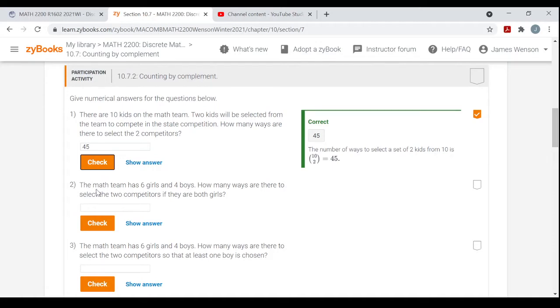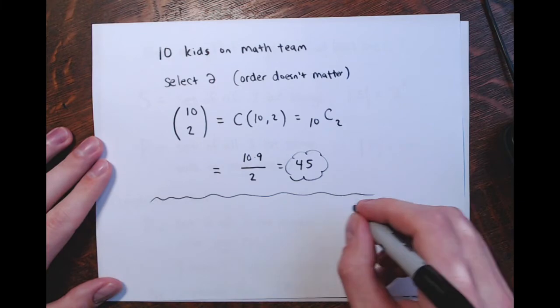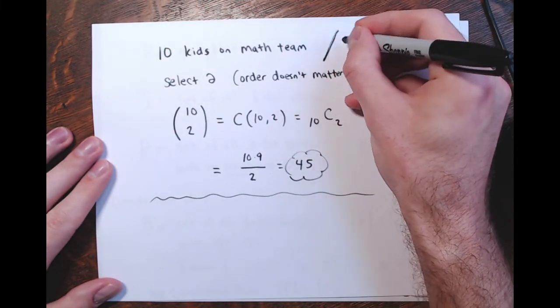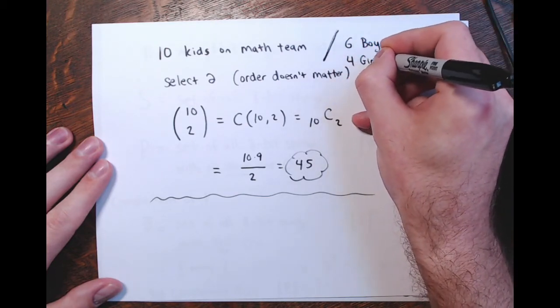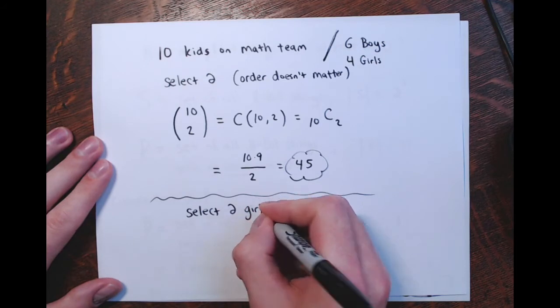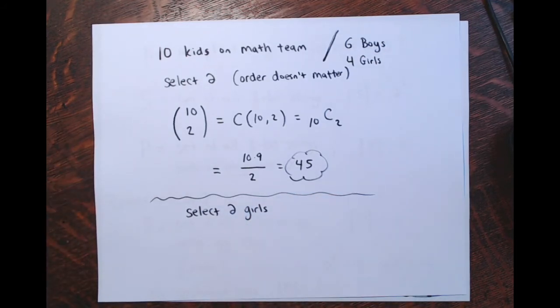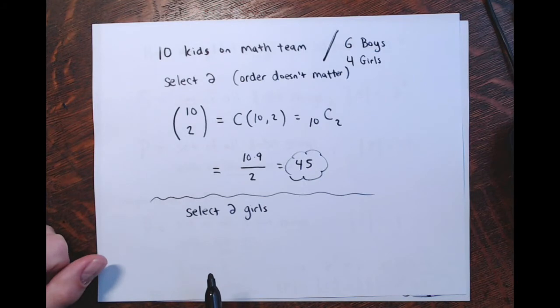All right, number 2. Okay, change it up a bit. The math team has 6 girls and 4 boys. How many ways are there to select these 2 competitors if they are both girls? Right, if they're both girls. So now, again, same 10 kids, but now they broke it up a little bit more. They said 6 of them are boys, 4 of them are girls, and now they're saying select 2 girls instead of just select 2 of any of them. So I'm not picking from all 10 of them now. I'm picking from just the 4 girls.